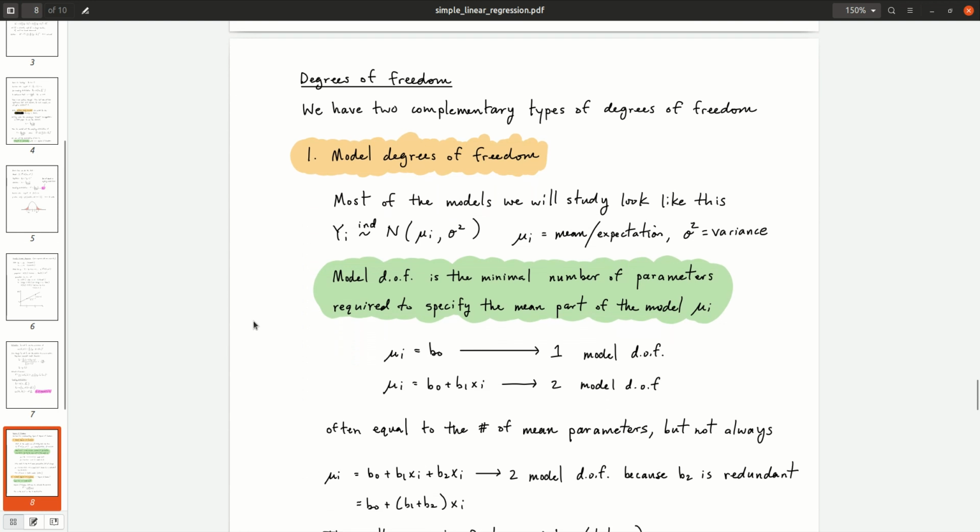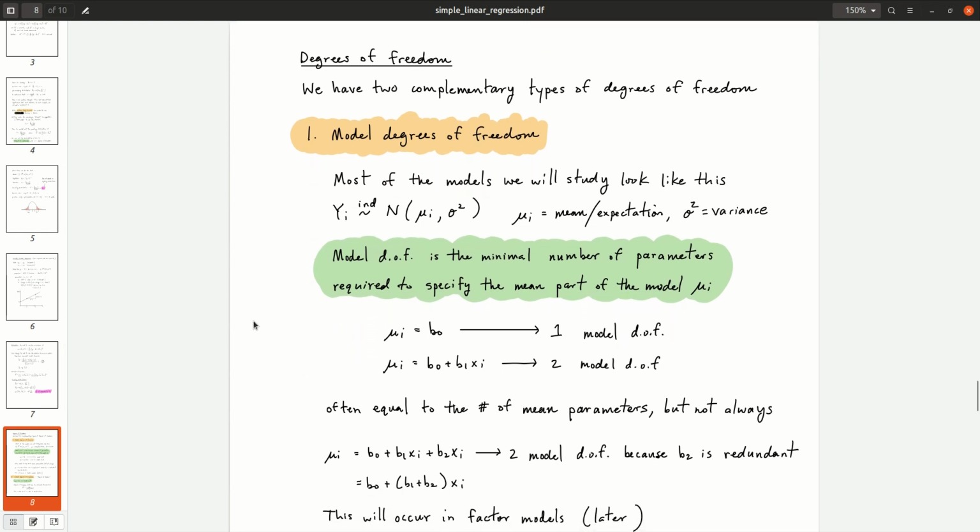All right, now I want to talk about degrees of freedom, and this gets to why we're going to divide by n minus 2 instead of n minus 1 in simple linear regression. The way I like to think about degrees of freedom is that there are two complementary types of degrees of freedom. The one that we call degrees of freedom is the second type, but I want to talk about the first type first because it's a little bit easier to understand.